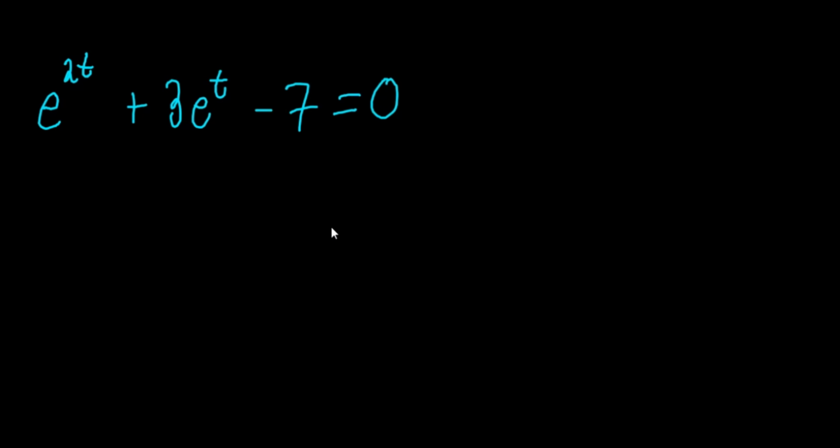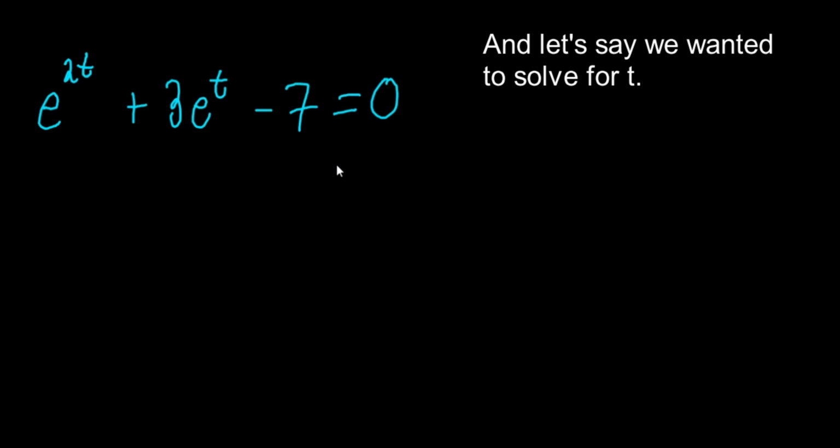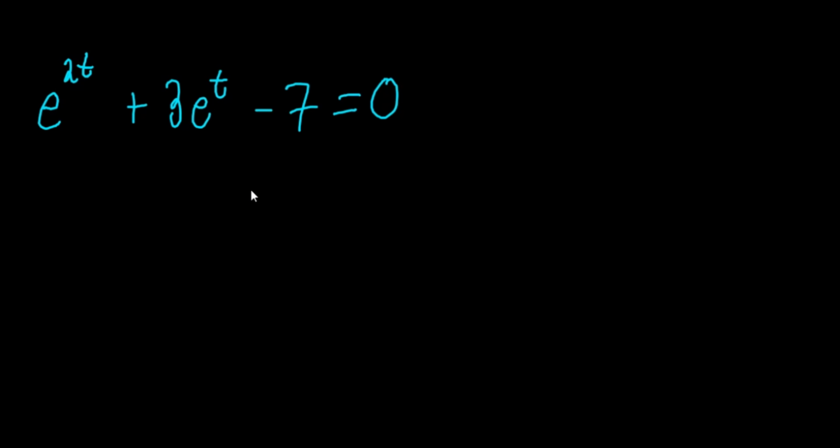At some point, you'll probably have to apply the quadratic formula in a non-trivial way. Well, what do I mean by that? Let's say we had the equation e to the 2t plus 3e to the t minus 7 is equal to 0. Let me manipulate it in the following way. It might not seem obvious why I'm manipulating it like this, but you'll see why in a second. So this is equal to e to the t squared.